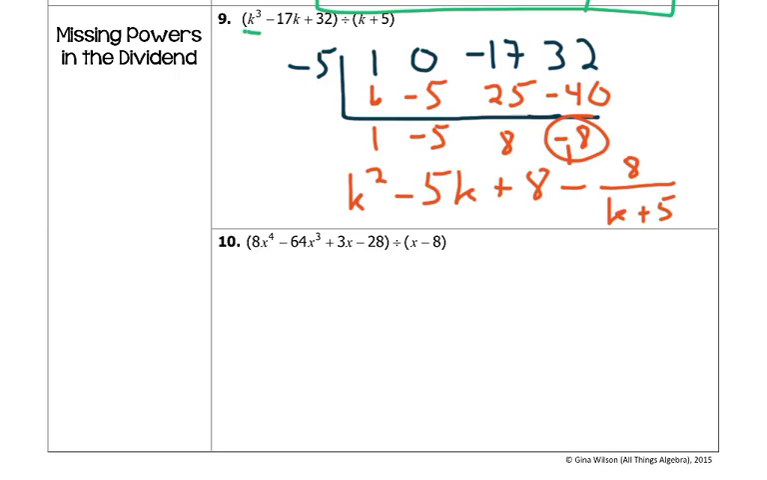We can just simply fill that in with a 0 and move on, business as usual. Let's do this last one and call it a day.